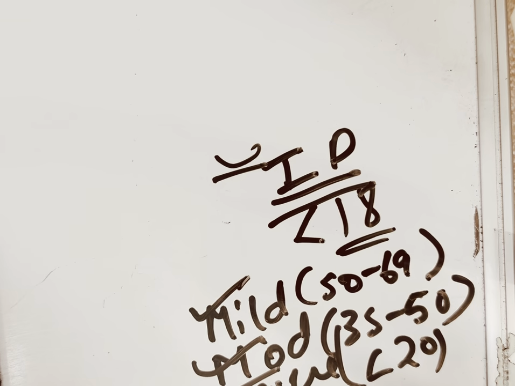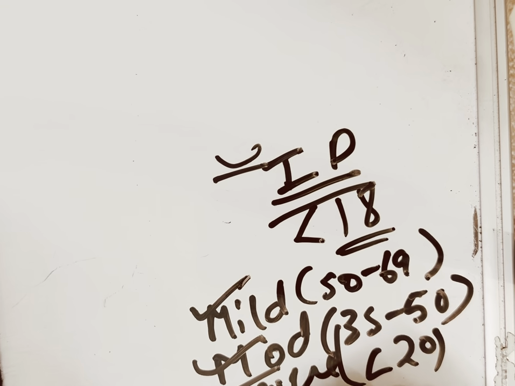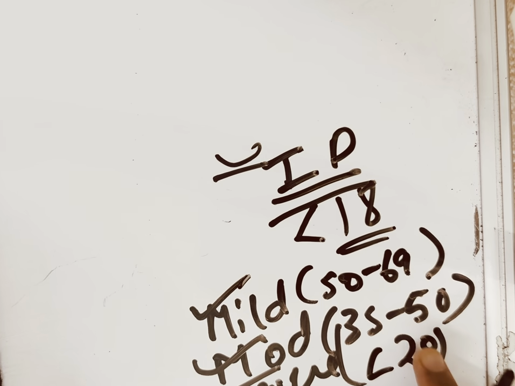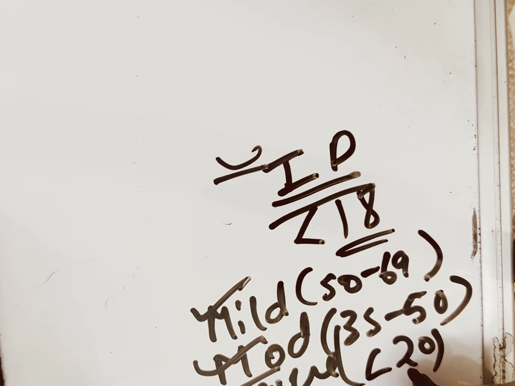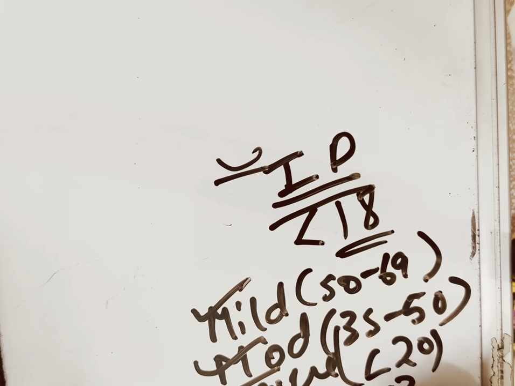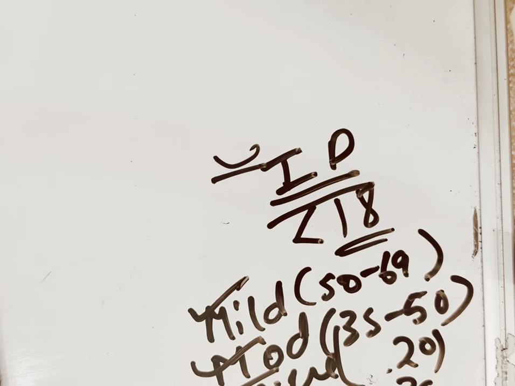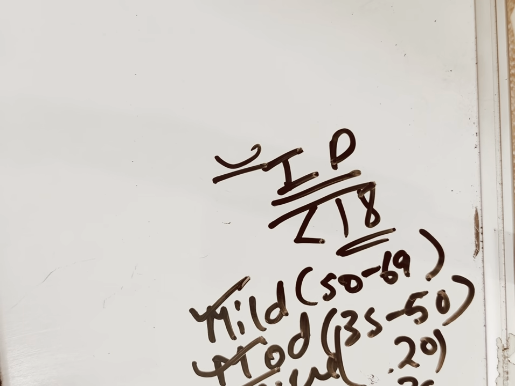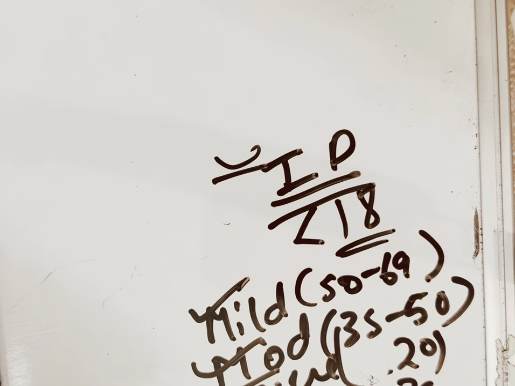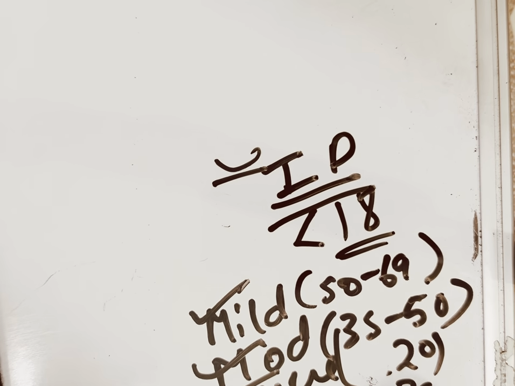And next is severe and profound. Severe, I would say, is 20 to 35, and profound is less than 20. And so they have no speech, they have very limited abilities, they cannot manage self-care, and they require supervision in day-to-day activities, and they require care.